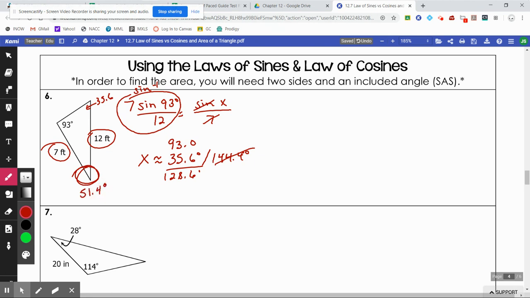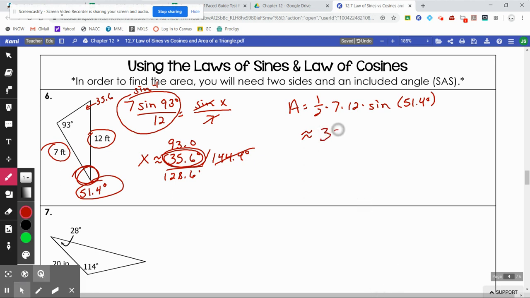So now it's pretty easy. We just go back to our area formula. The area is equal to 1/2 times 7 times 12 times the sine of 51.4. And here, if you want this more exact, you might want to put a few extra decimals, because 35.6 was a rounded answer. But I get an area for this problem of somewhere around 32.8 square feet. Next problem.